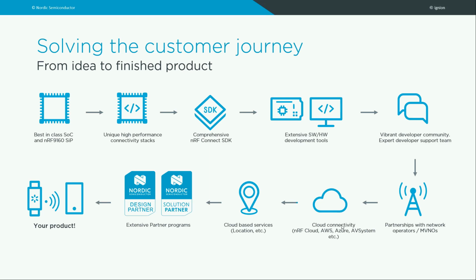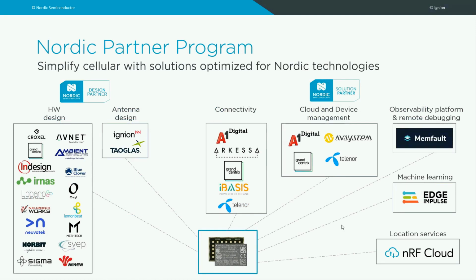nRF Cloud is also a site where we host different cloud services. This is also some value-adding services to any cellular product. And last but not least, our partners, design partners and solution partners. And that's where Ignion is coming in. I'm going to talk about what they provide for customers. So we have this Nordic partner program. We have design partners that can help you from idea to solution, and solution partners, which come with different services. And as you can see, Ignion is one of our antenna partners.